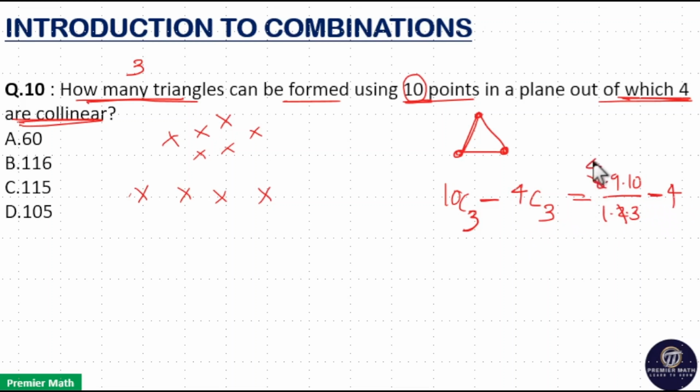Now 2 goes 4 times in 8, 3 goes 3 times in 9. 120 minus 4 is equal to 116. Option B is your answer.